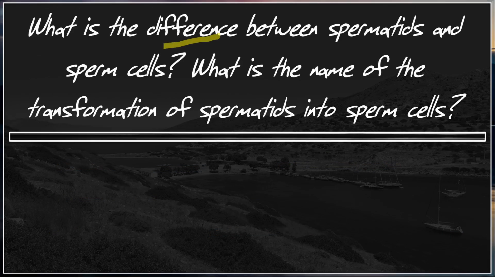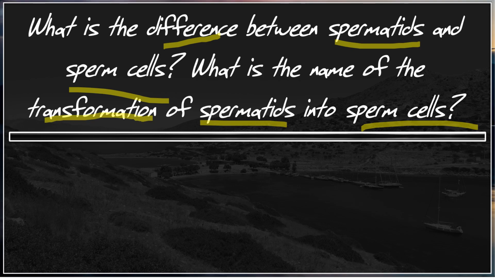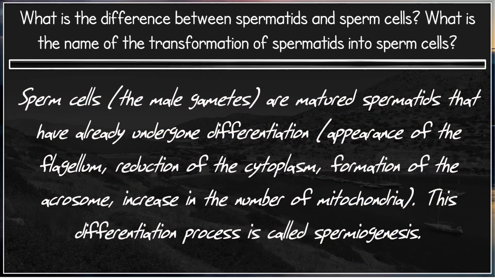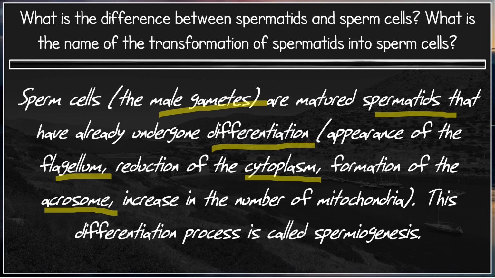What is the difference between spermatids and sperm cells? What is the name of the transformation of spermatids into sperm cells? Sperm cells, the male gametes, are matured spermatids that have already undergone differentiation: appearance of the flagellum, reduction of the cytoplasm, formation of the acrosome, increase in the number of mitochondria. This differentiation process is called spermiogenesis.